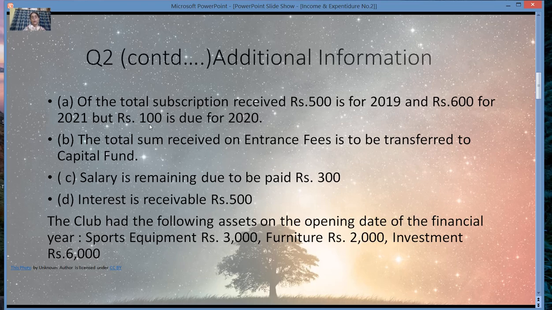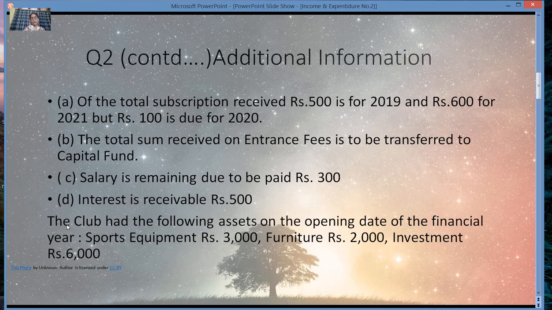So it is 100. Second additional information: the total sum received as entrance fees is to be transferred to capital fund. That means this entrance fees which was received is to be capitalized. It is to be shown in the balance sheet. Now next, salary remaining due to be paid. That is, there has been outstanding salary of rupees 300 which is to be adjusted. Fourth, we have interest. There is an accrued income, that is, accrued interest is still receivable, rupees 500. We had interest on fixed deposit.